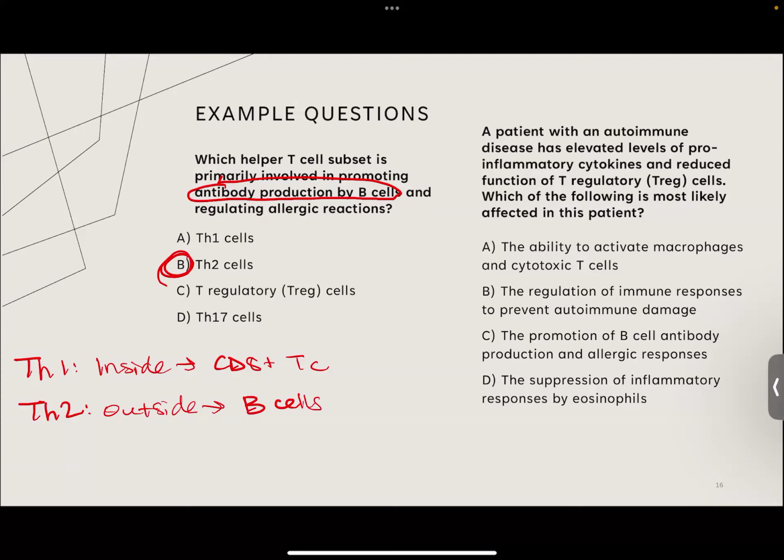A patient with an autoimmune disease has elevated levels of pro-inflammatory cytokines and reduced function of T regulatory cells. So remember when we learned about our regulators? They're going to decrease inflammation, regulating inflammation at the level that it should be. We don't want it to be excessive. And it's also going to decrease the likelihood of autoimmunity.